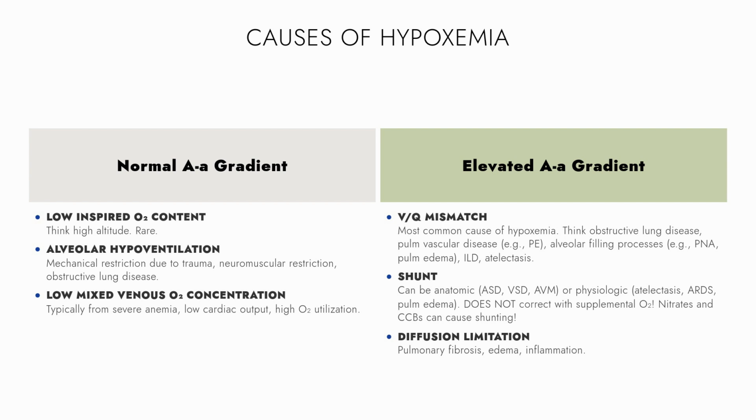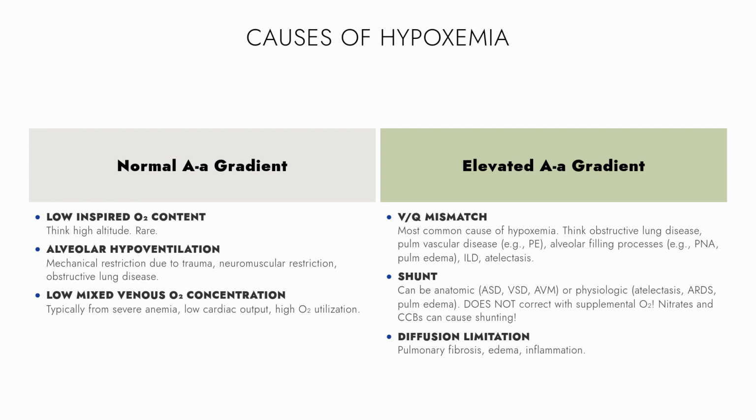Let's talk about causes of hypoxemia with a normal AA gradient. First, we have low inspired O2 content. This is a rare cause of hypoxemia, but it can happen in situations like high altitude, where the partial pressure of oxygen in the atmosphere is lower. Think of climbers on Mount Everest. They often need supplemental oxygen to compensate. It's not something we see often in typical clinical settings, but it's worth considering in specific scenarios.